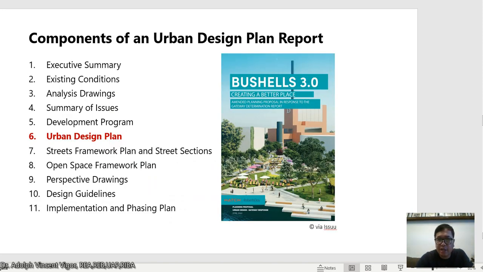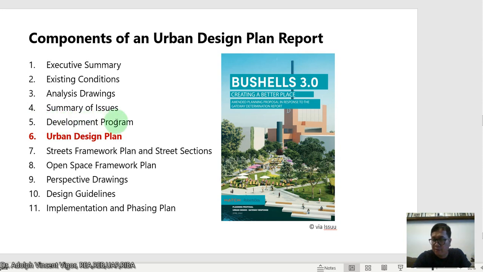So these are the components, guys, of an urban design plan report. First, we have what you call the executive summary, which contains the summary of the entire project: what you're going to do, what you're going to build, what you're going to propose, and what were the problems encountered. Then you have here the existing conditions, which describes what the site initially is. And you have here the analysis drawings. Of course, you're going to make an analysis of the problems and the probable solutions. Then here is the summary of issues, which is number 4.